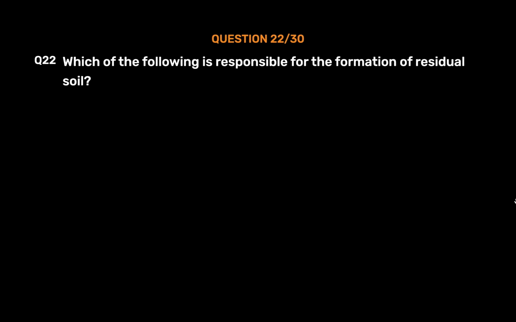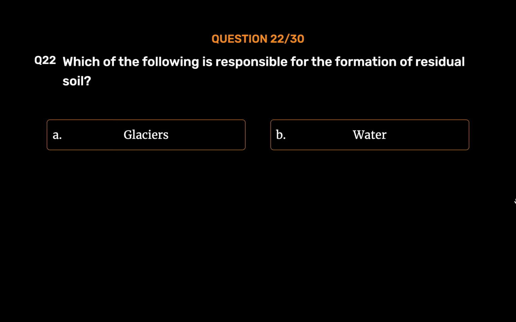Question number 22. Which of the following is responsible for the formation of residual soil? Option A, glaciers. Option B, water. Option C, wind.